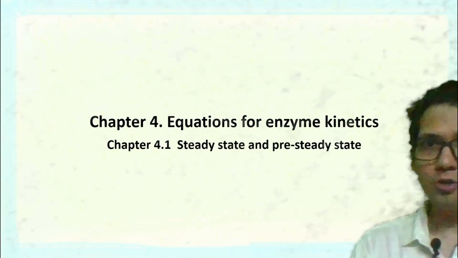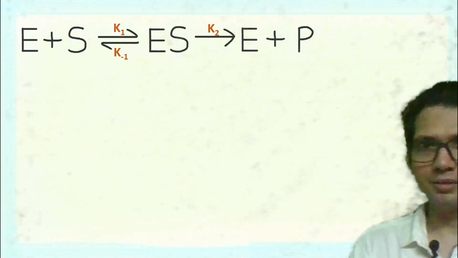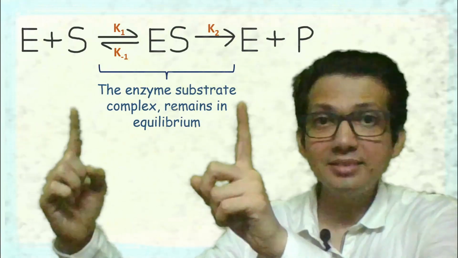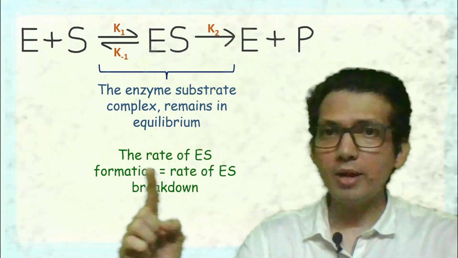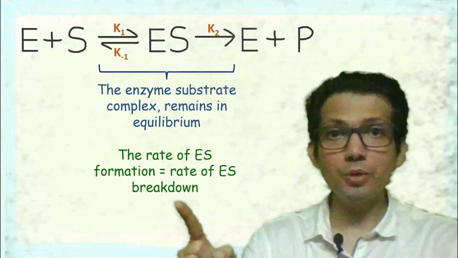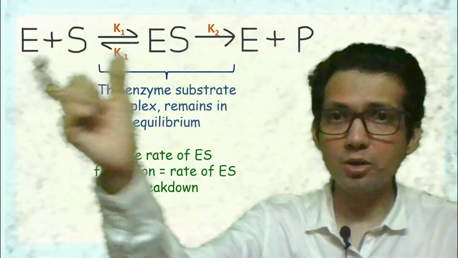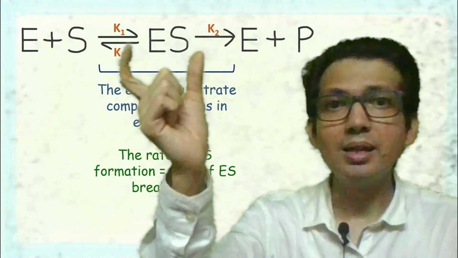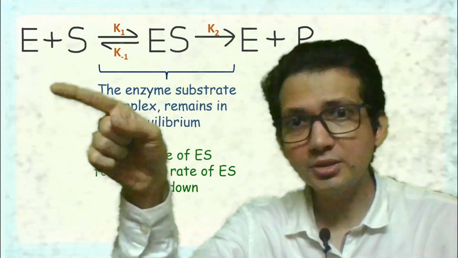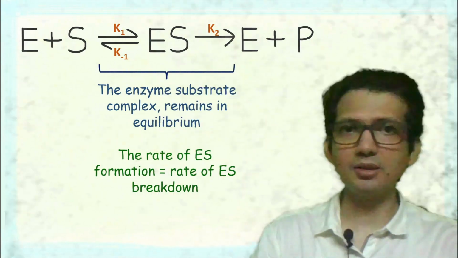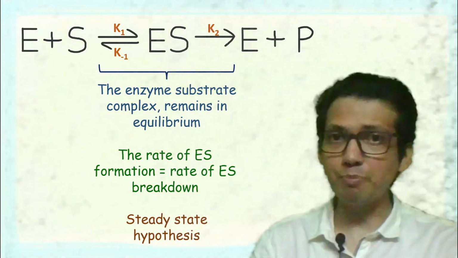Now let's move further and try to understand the concept of steady state and pre-steady state. The enzyme substrate complex remains in equilibrium. This means the rate of ES formation is equal to rate of ES breakdown. So the rate at which the enzyme and substrate reacts to form ES complex is same as the rate of breakdown of ES complex in the reverse direction or in the forward direction. And this is known as the steady state hypothesis.